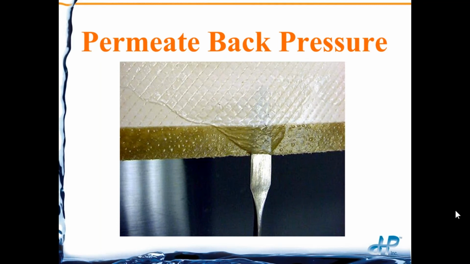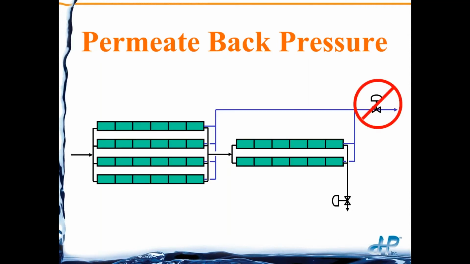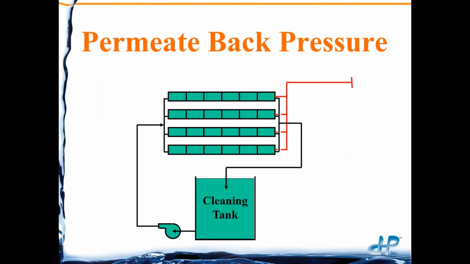This one was so bad that it also ruptured the glue line, so we had a lab spatula stuck through where that glue line had ruptured right through here. So that's what you're seeing here, a lab spatula stuck in there. Permeate back pressure can occur whenever you have a valve on the permeate line. Eventually, or sometime, it may get shut off, and then you turn off your high pressure pump, and of course it causes that permeate back pressure to occur.